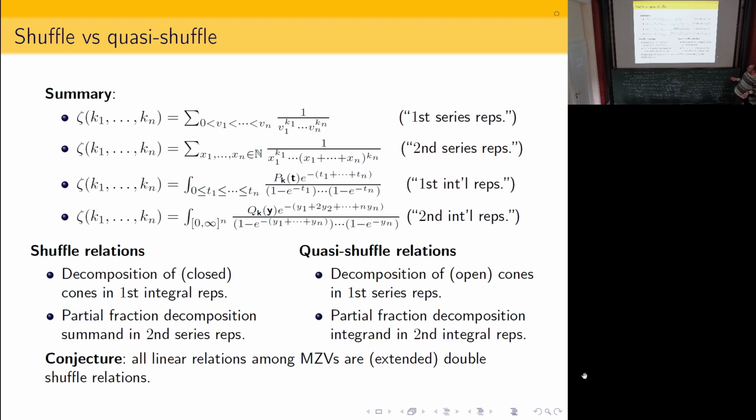Okay, so the conjecture, a very well-known conjecture, is that all linear relations among multiple zeta values are extended double shuffle relations. So it means you combine shuffle and quasi-shuffle to get linear relations, but then this is not quite enough, so you have to extend them by regularizing divergent multiple zeta values in some way. I'm not going to talk about this today.